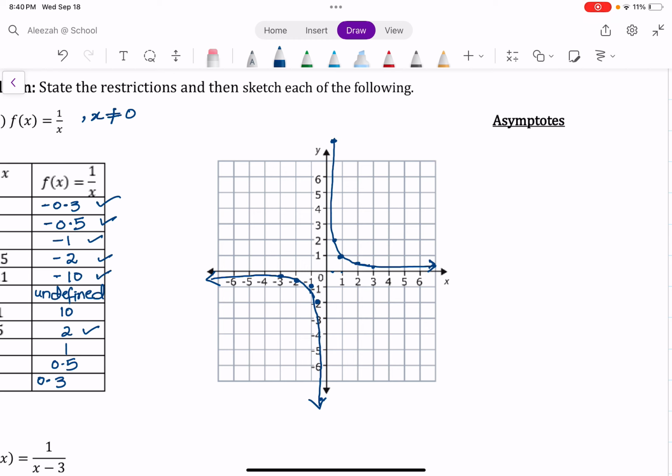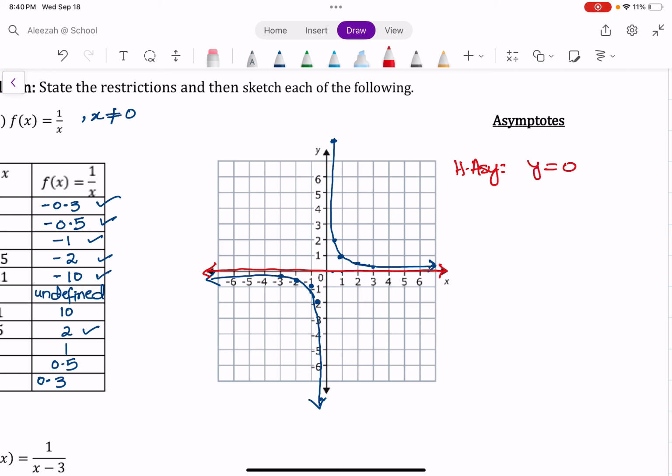Okay, so in this graph, which is a graph of a rational function, we have two asymptotes. One is horizontal and one is vertical. If you look at the horizontal line, my graph is not touching that line, right? And that is the x-axis. That is the horizontal asymptote. So I can just write horizontal asymptote. The equation of the x-axis is y equals 0.